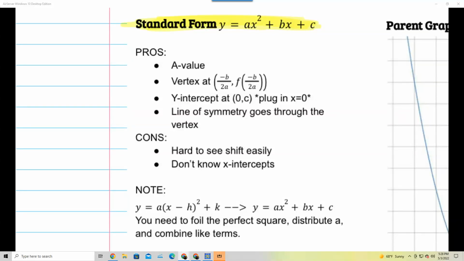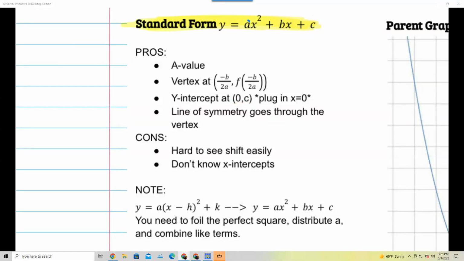So what are the pros for standard form? Well, I know my a value, I can pick it off right here. If it's positive, the parabola will be concave up, and if it's negative, it will be concave down. If I have it in standard form, I can find the vertex: I just need to do negative b over 2a and f of negative b over 2a. I can also find the y-intercept, and that's something the other forms can't do. For the y-intercept, you go 0, comma c, where c is this number.